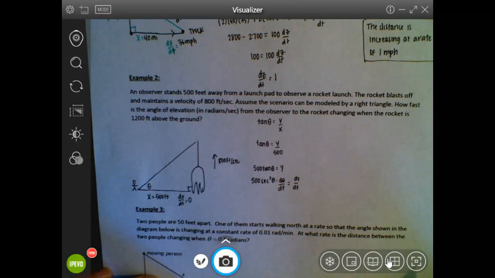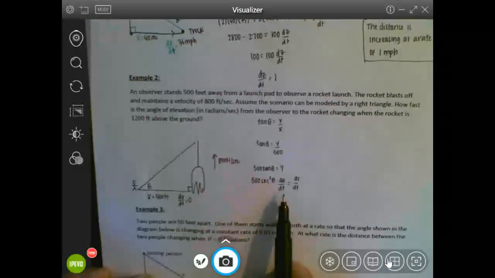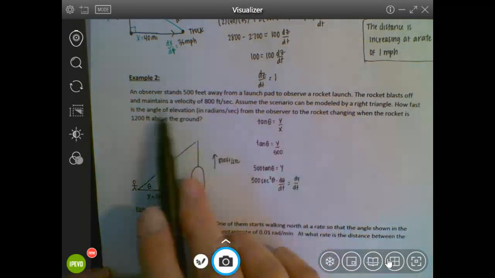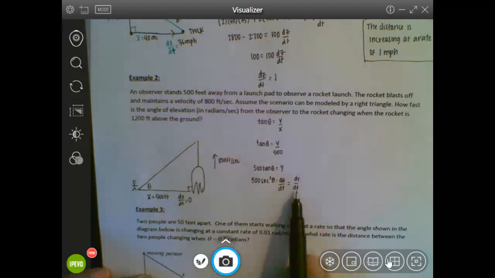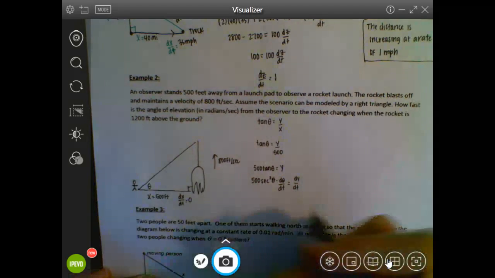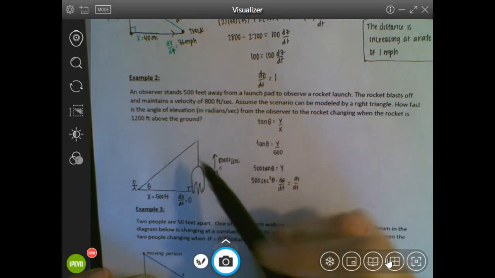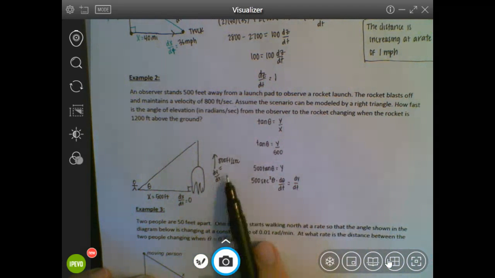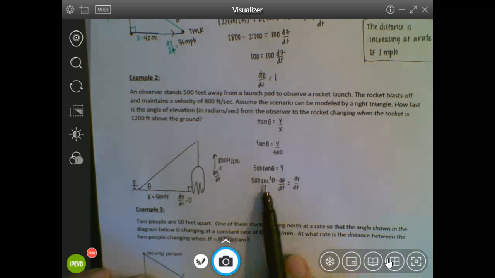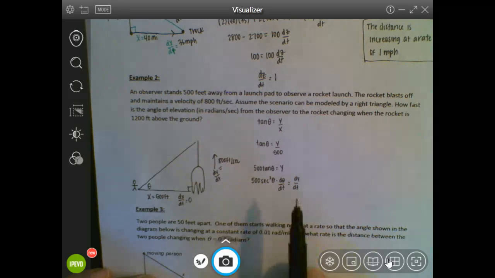Okay, so what do I know? Well, I know that I'm looking for d theta dt because that's what I'm trying to find here. How fast is the angle of elevation changing? I know I have dy dt, since y is our vertical distance, and that's the rate at which y is changing. But I've got a problem here because I need to know what secant squared is, because if I'm looking for d theta dt, I need to have something to plug in here.